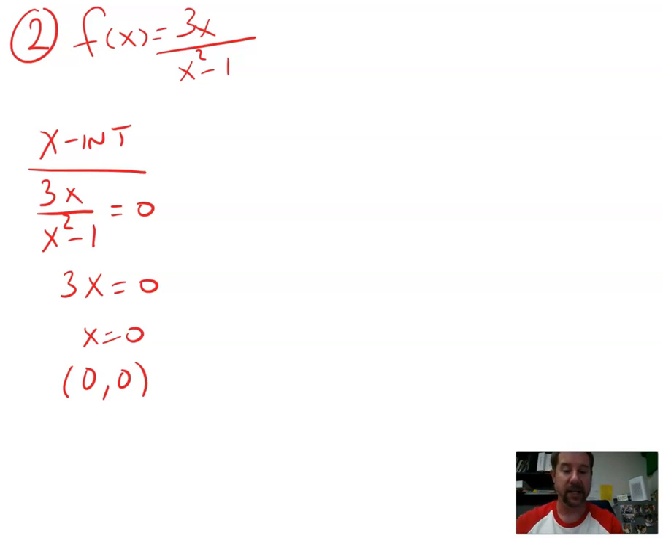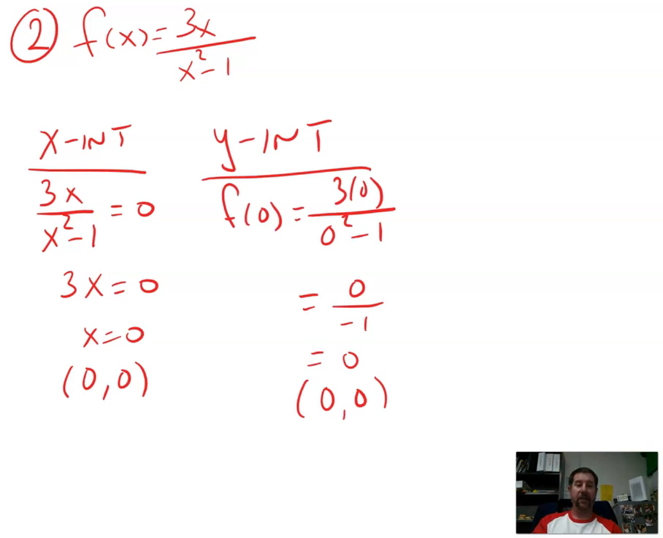Now let's find the y-intercept. Again, to find the y-intercept, you're going to plug in 0 to the function. You're going to make your x 0. And so if I do that, I get 0 over negative 1, which is 0. Or again, my y-intercept is going to be at (0, 0). But I found those 2 pieces of information. Again, make sure that you notate them so I know that you know what each one is.